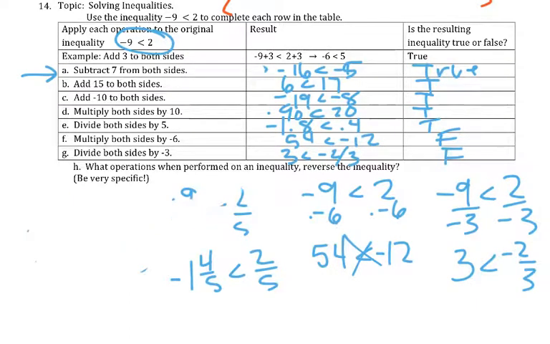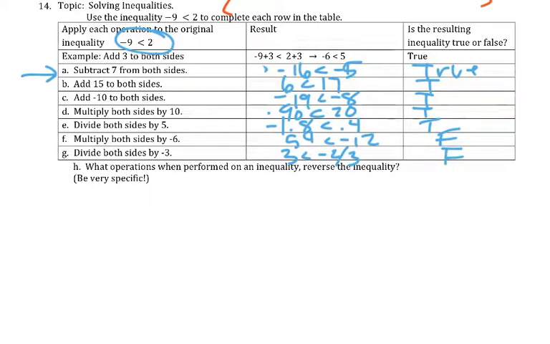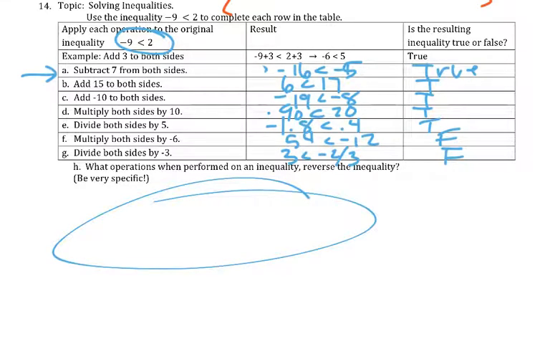Okay. So what operations, when performed on an inequality, reverse the inequality? So what you need to write is something along the lines of, we can see that if we subtract from both sides, add to both sides, add a negative to both sides, multiply or divide by positive numbers, it's all true. Okay? But in order for these ones to work, the inequality would have to be flipped. So when we multiply or divide by negative numbers, that's when you would have to reverse the inequality to make it true. Okay? And that's what you essentially are writing down there. But there we go.